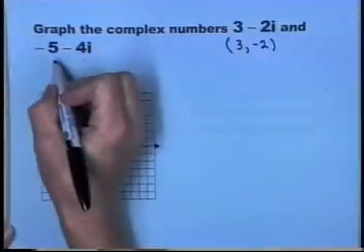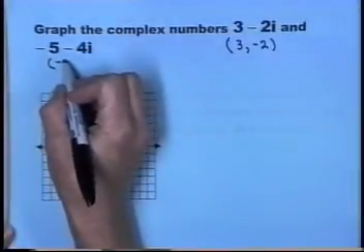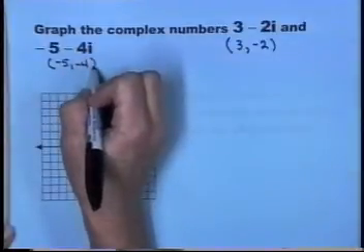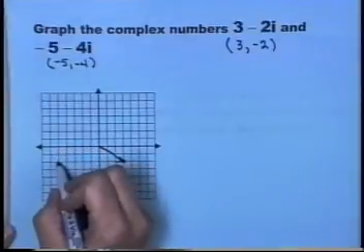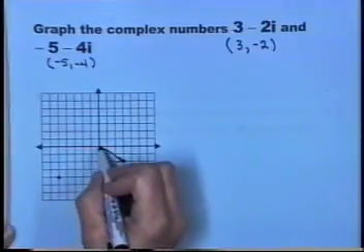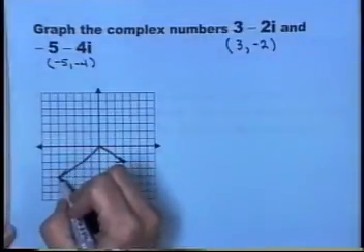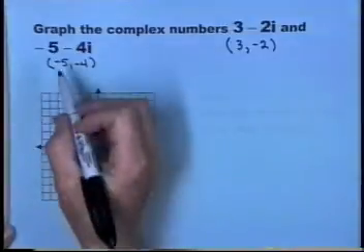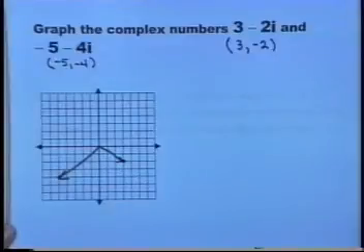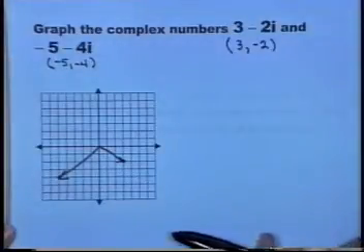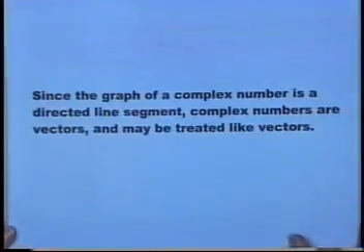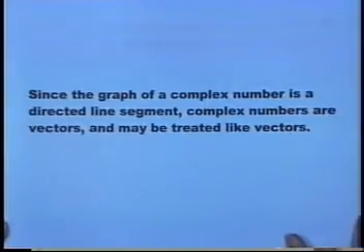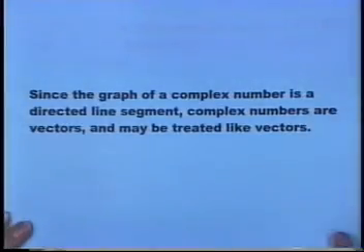Okay, now let's graph this one. The real part is -5, the imaginary part is -4. So let's locate that point: -5, 1, 2, 3, 4, 5, -4. Locate the point. Now remember, from the origin, we're going to go out to that point. So this second vector right here would represent the graph of -5 minus 4i. Now, since the graph of a complex number is a directed line segment, complex numbers are vectors and may be treated like vectors. We're going to see how this works in this next example.